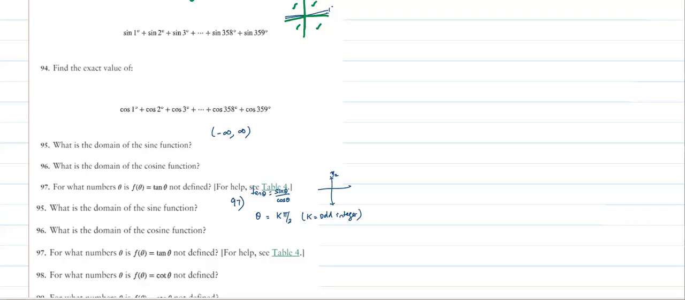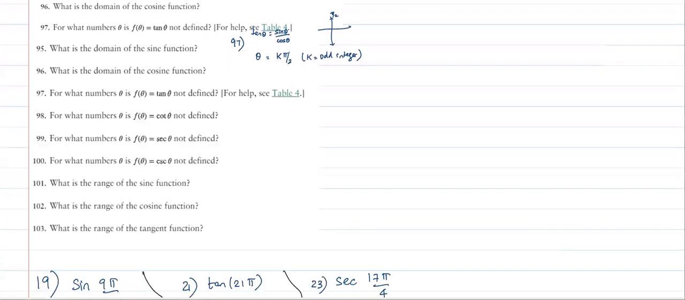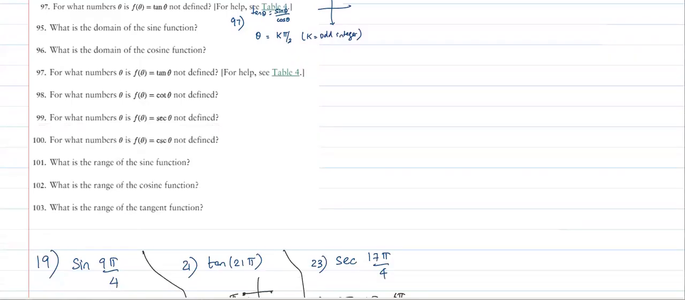Then I'll go to question number 97. Oh, that's what we did now. Then we have question number 99. For what numbers is secant theta not defined? Now, secant theta is going to be the same, isn't it? Because it is 1 over cosine theta. So because it is 1 over cosine theta, the same restriction is going to happen here.